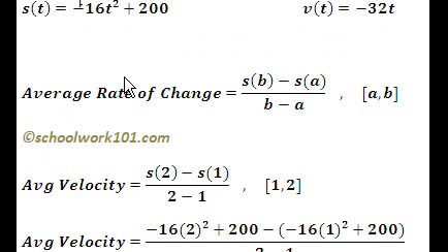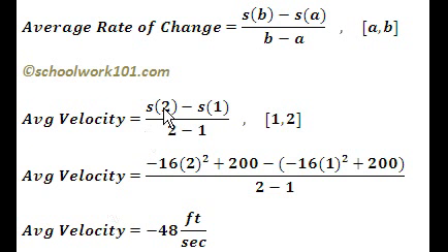Okay, so here's our position function right here. Now remember, to find the average rate of change, we used this, and we were on some interval. Well, here's our interval. We're between 1 and 2, and so we just do s of 2 minus s of 1 over 2 minus 1, and that gives us our average velocity. So when we plug 2 into our function, and then minus plugging 1 into the position function, and then taking their difference, and of course 2 minus 1 is 1, we get negative 48 feet per second. So that's going to be the average velocity between 1 second and 2 seconds.